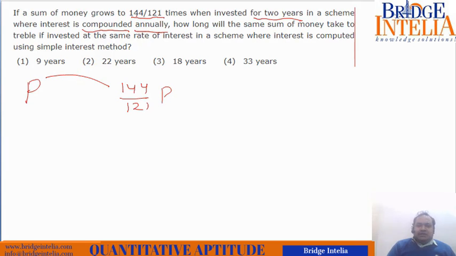The best way to deal with such questions is, see, if you deposit P, P will become 144 by 121 P in 2 years. I'll tell you the best way how you can deal with this.